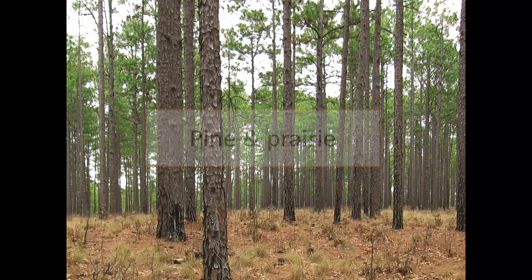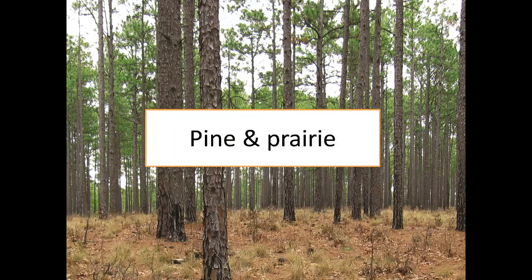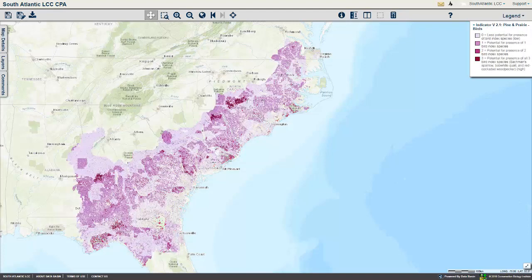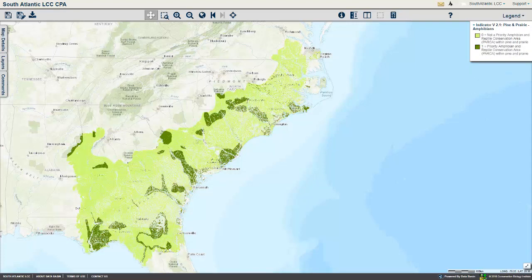Next is pine and prairie. We'll move more quickly now that we've walked through one. Starting with ecosystem-specific indicators. Regularly burned habitat is an indicator of acres of fire-maintained open canopy habitat. Pine and prairie birds is an index of habitat suitability for 3 bird species. Pine and prairie amphibians draws from the designated Priority Amphibian and Reptile Conservation Areas, or PARCAs, within the ecosystem.